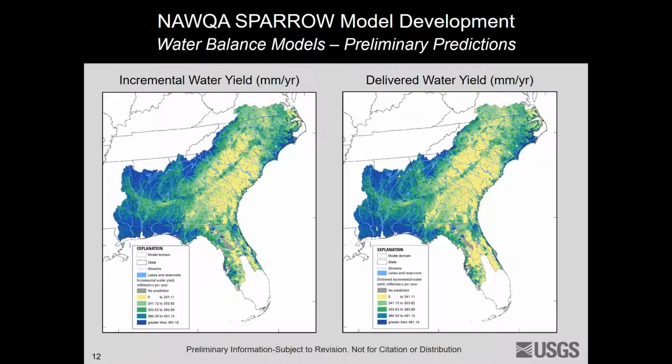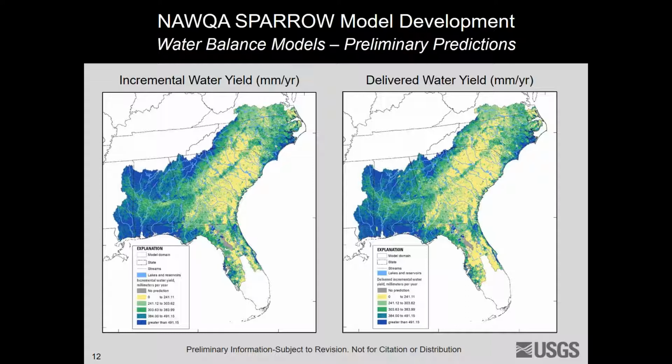So this is a very preliminary, hot off the presses result of the model predictions for water in the Southeast. On the left here, this is the local contributions to stream reaches. And then the one on the right is the same, only it's the amount of that that gets to the final receiving water, which in this case would be the ocean or the Gulf of Mexico.